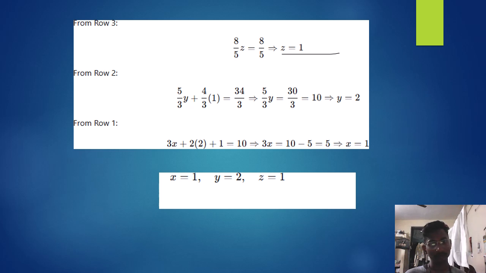For the second row, 5 by 3 y plus 4 by 3 into 1 is equal to 34 by 3. So the equation gives y is equal to 2. For row 1, 3x plus 4 plus 1 is equal to 10 by 3, so x is equal to 1. Finding x is equal to 1, y is equal to 2, and z is equal to 1.